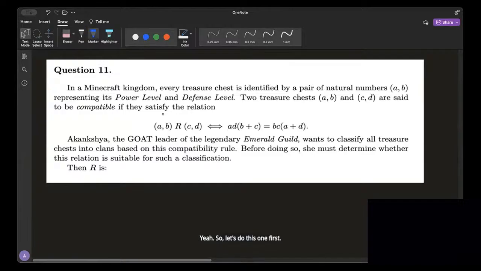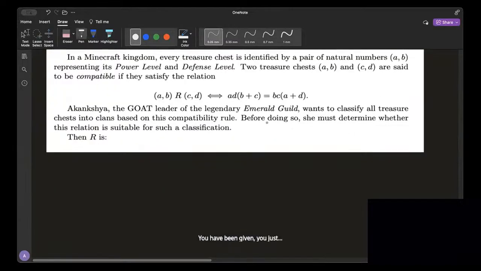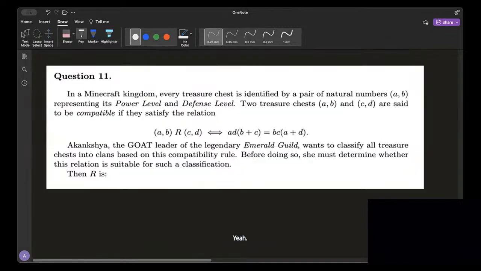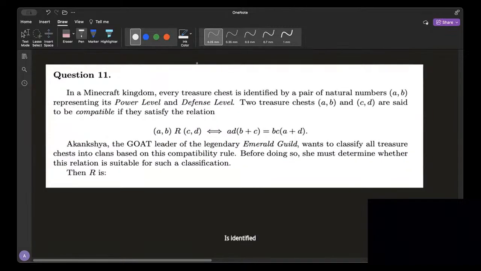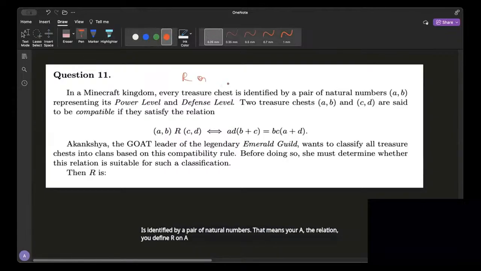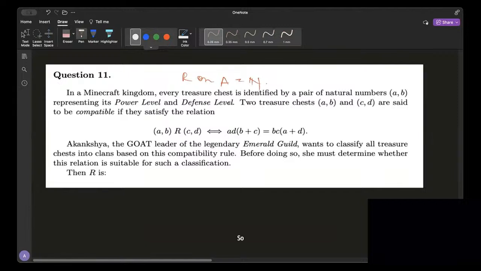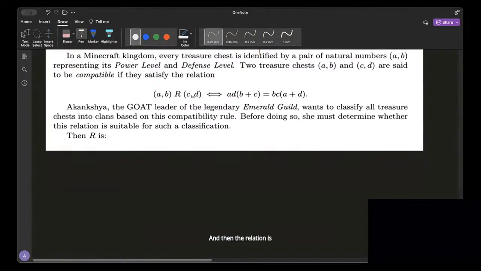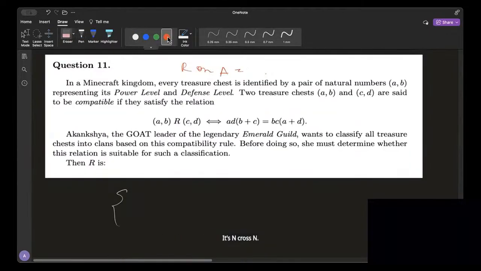You don't have to read this entire thing. We know that there is a set given to us, which is identified by a pair of natural numbers. That means your A, the set on which you define the relation R, is given to be natural numbers here. So that's all we needed. And then the relation is this: AB is related to CD. Initially, A is not N then, it's N cross N.